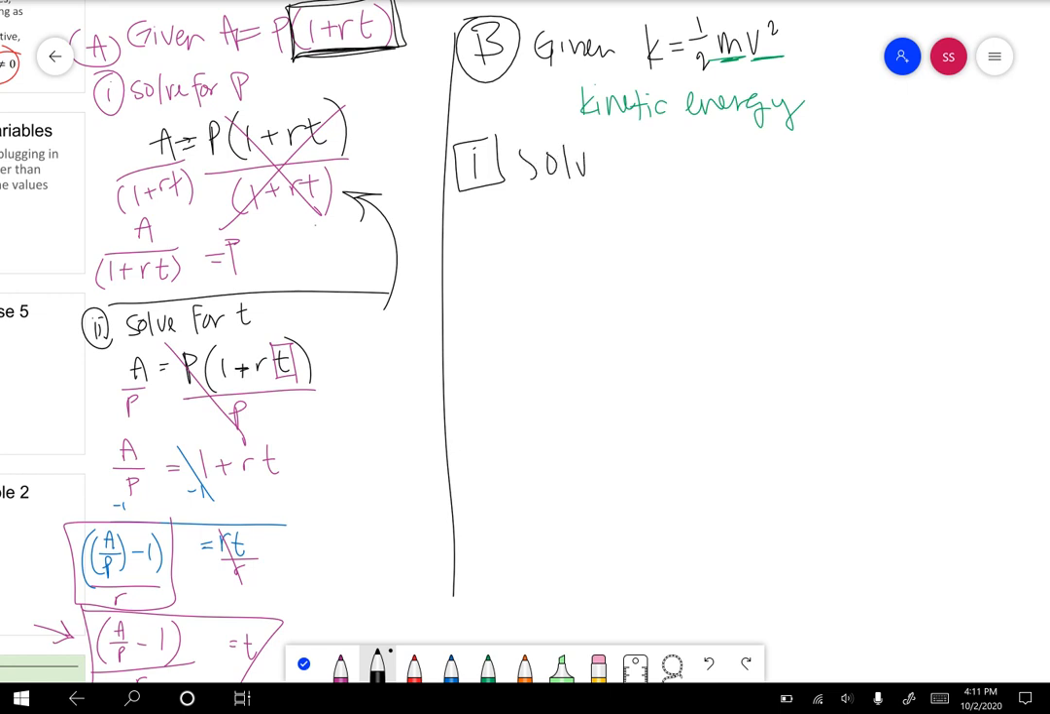Okay, so this first part we are going to solve for m, which in this case, if I'm correct about the formula, is mass. All right, so let me rewrite this kinetic energy formula for you. I'm totally positive it's kinetic energy.